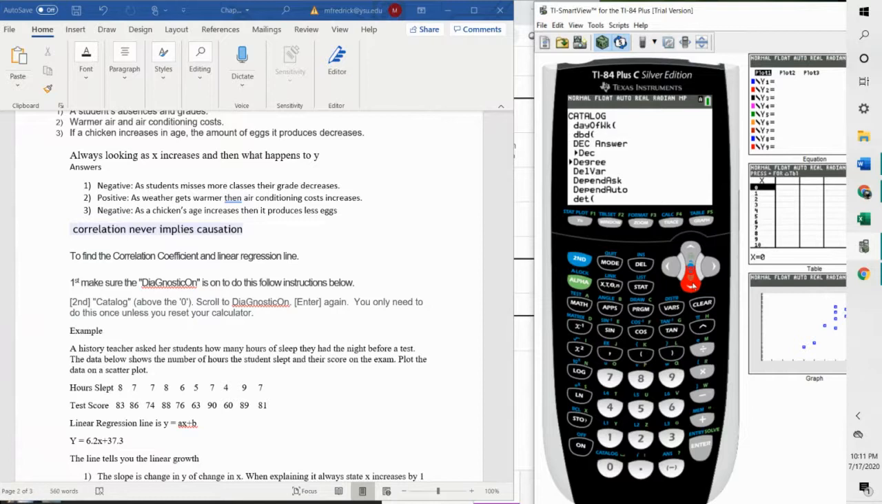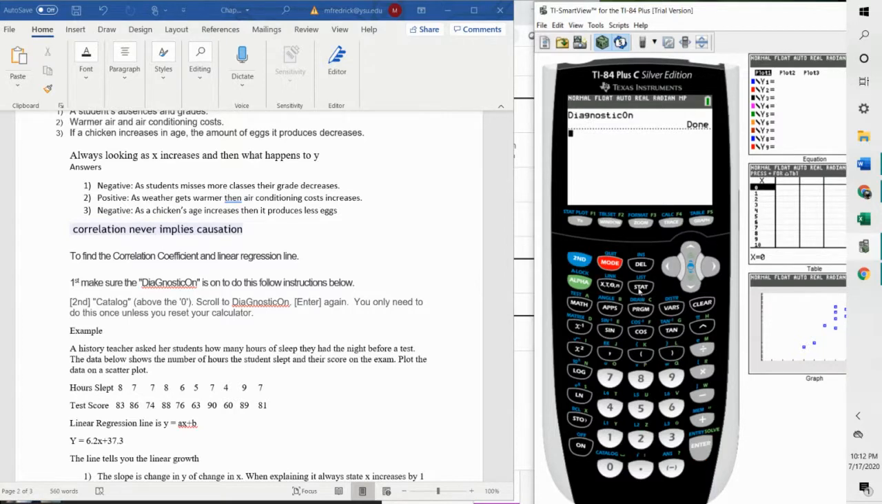So then we want to go to diagnostic. Okay, well, it went too far. We want the one on. So notice it's at on. Hit enter, enter again, and it says done. So I know that it's on. If you don't have it on, then it's only going to give you the equation for the line, and it won't give you the R.